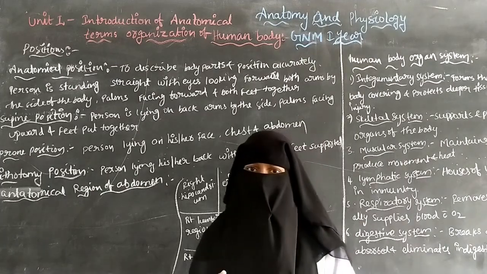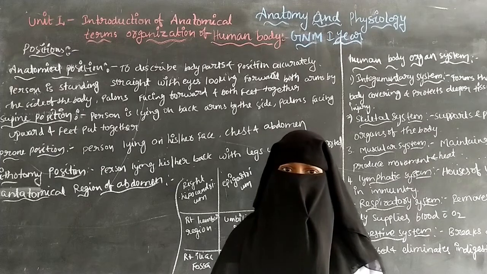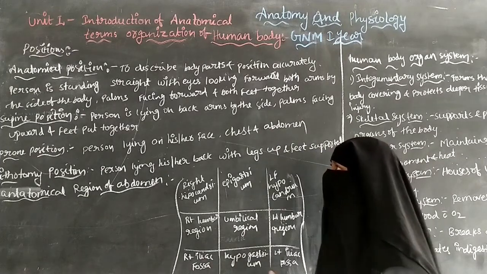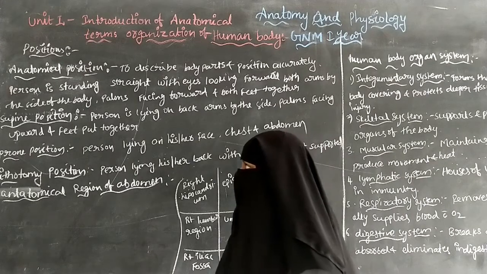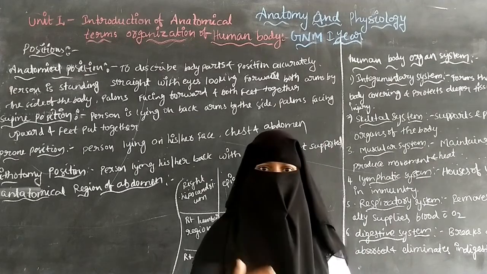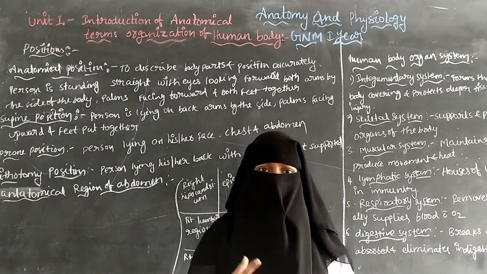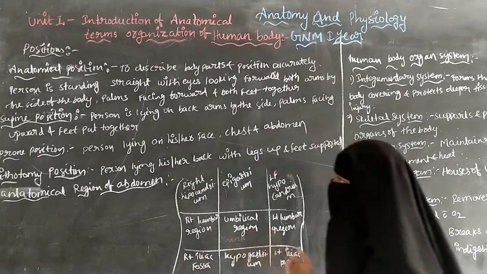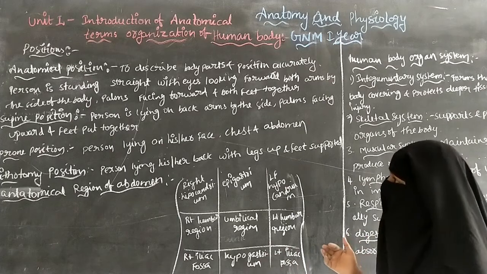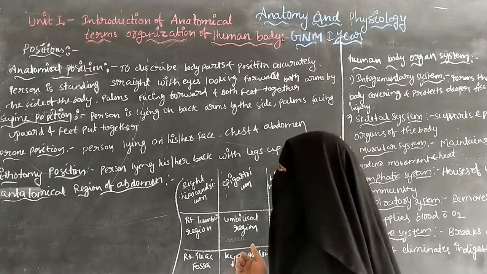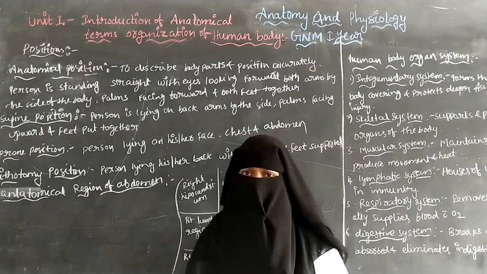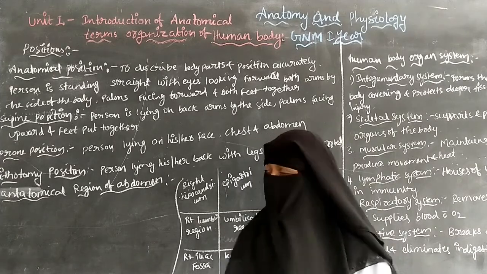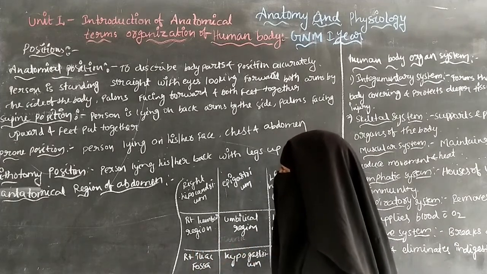Both feet are together. So this is the anatomical position of the person: standing straight, eyes looking forward, both arms at the side of the body, palms facing forward, and both feet together.